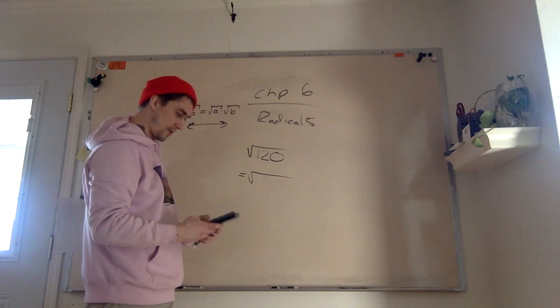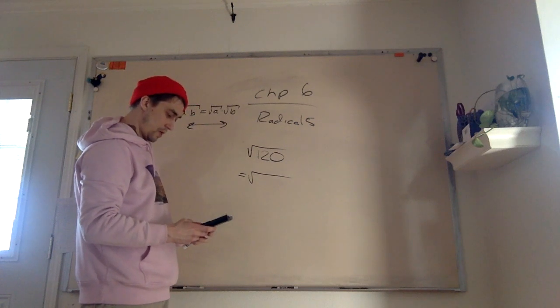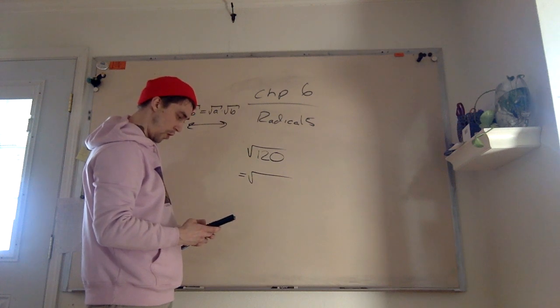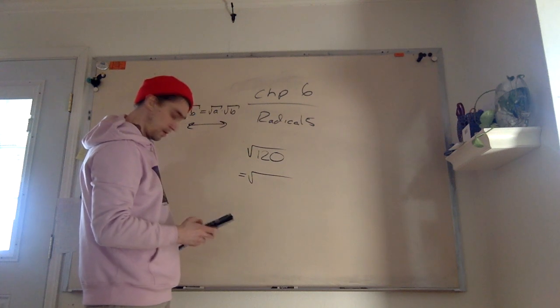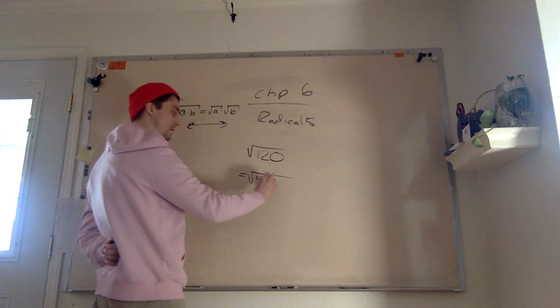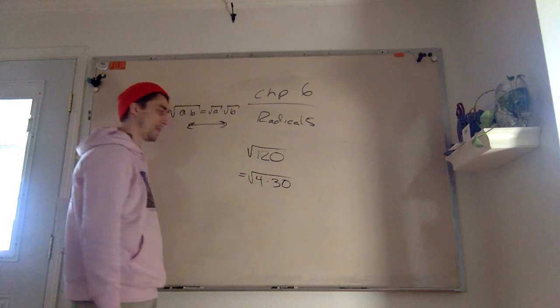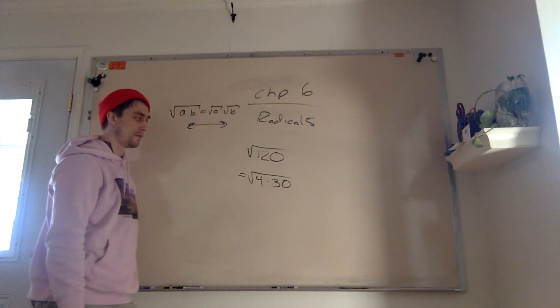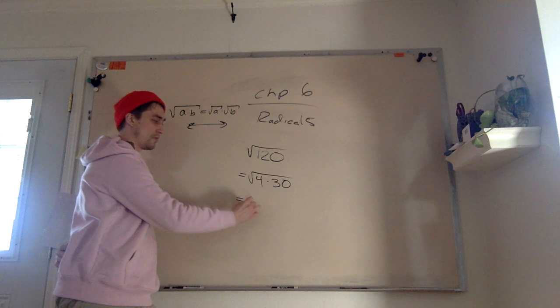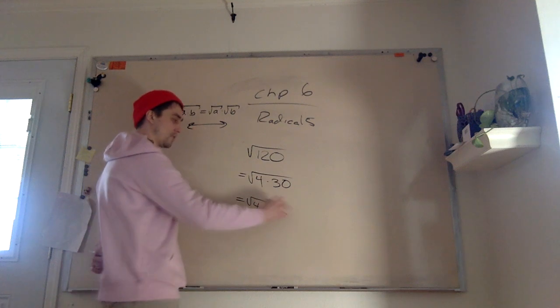120 divided by 36. Nope. 120 divided by 4 is 30. So you could write this: 120 is 4 times 30. Now you can use this property to rewrite this as the square root of 4 times the square root of 30.